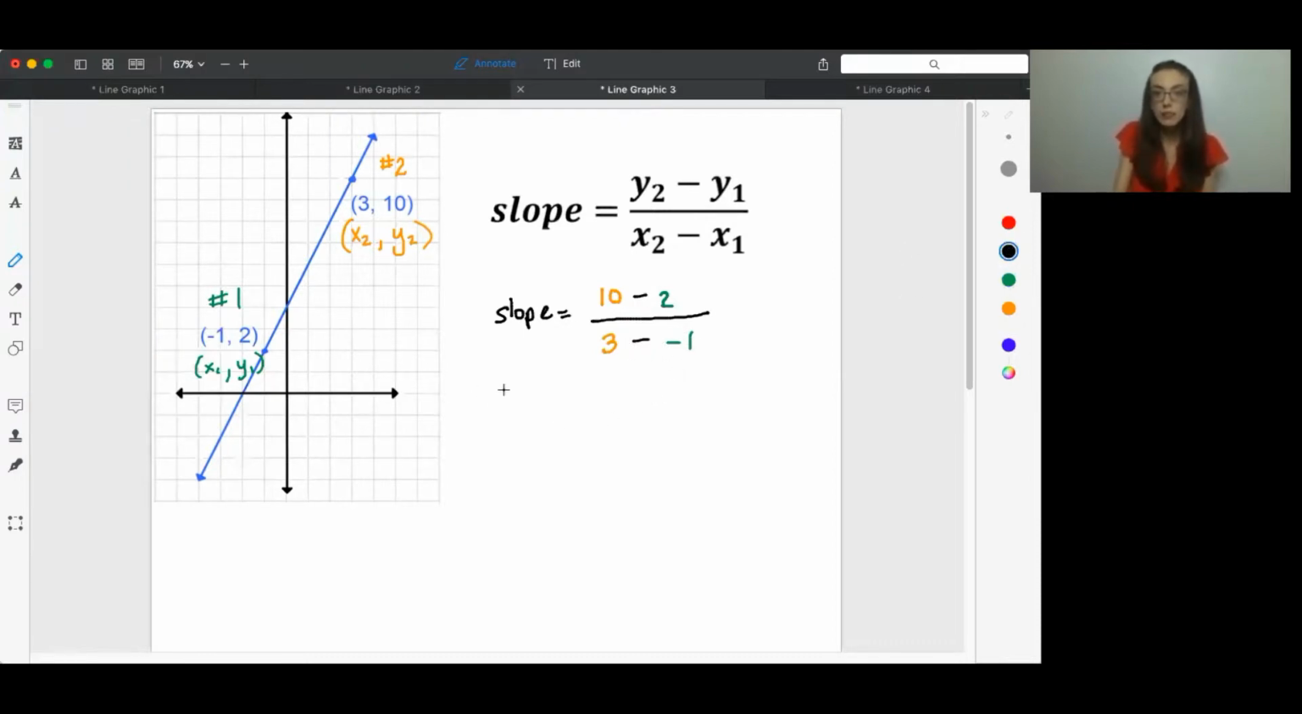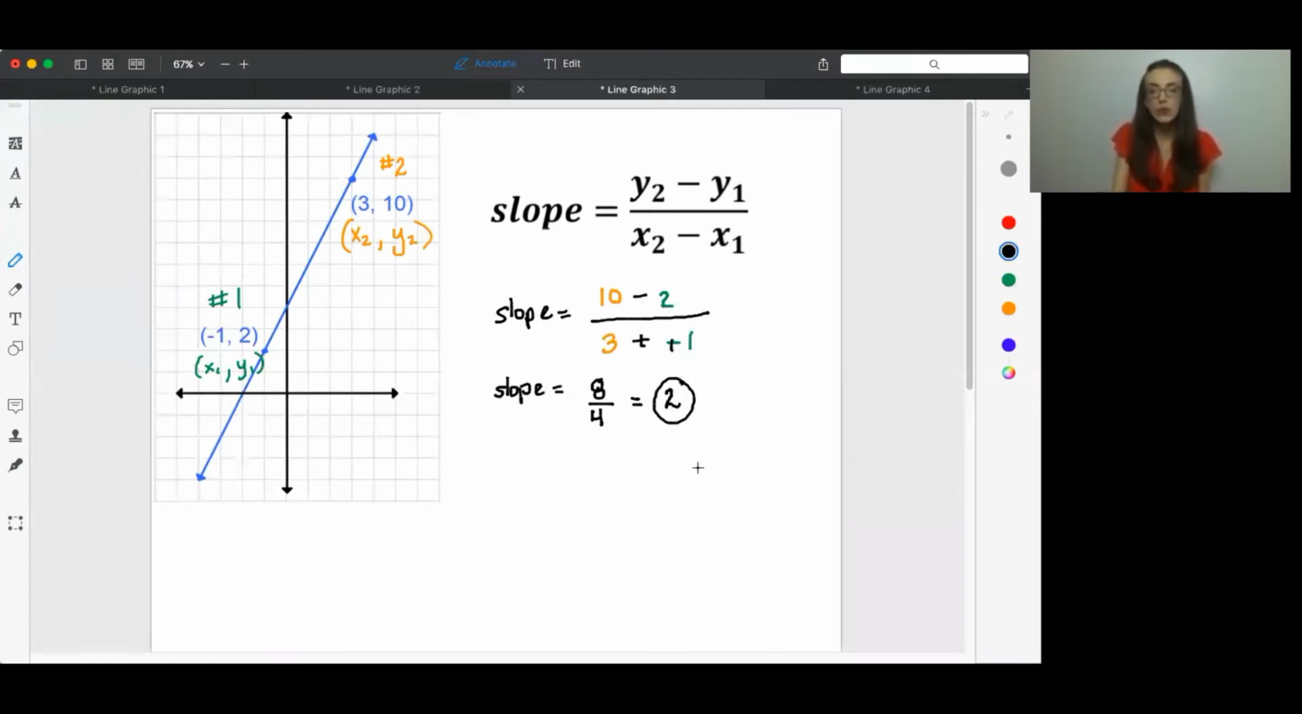All right, now let's simplify this and find the actual value of the slope. Our slope comes out to be 10 minus 2, which gives us a value of 8 on the top, and our value on the bottom is 3 minus -1. Now don't forget, if you subtract a negative, it becomes positive addition. So 3 plus 1 is equal to 4. So we simplify, and our slope of this line is equal to 2.